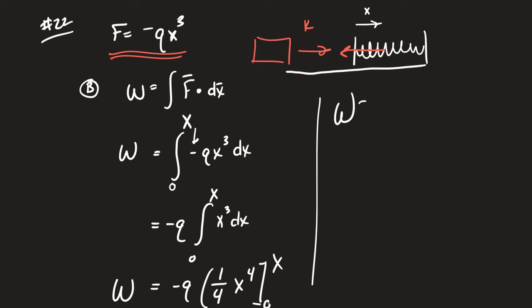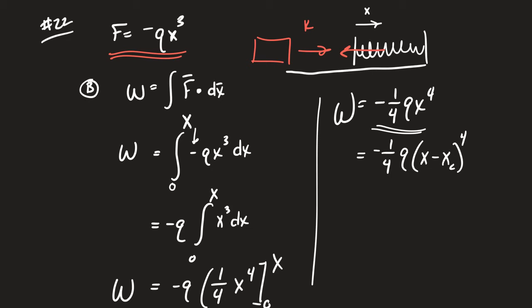So work's going to equal negative 1/4 q x to the 4th minus 0, but I'm okay with leaving that out. This is the amount of work done in compressing the spring. They did indicate that I was allowed to say that the original position of the spring was 0, but they might want this as x minus x_c to the 4th. They might, but they should accept this as the answer because they told us x_c was 0.